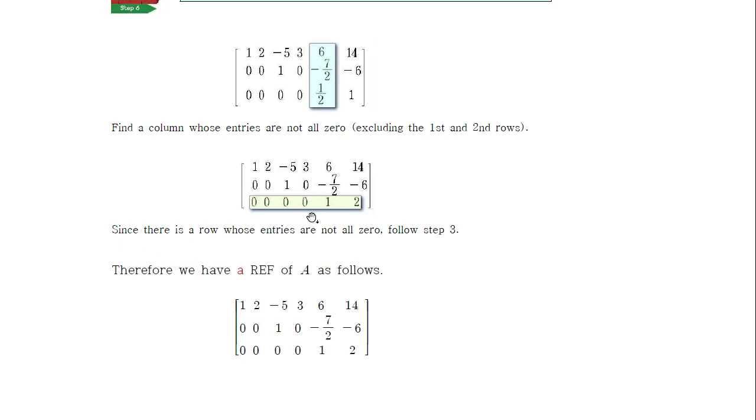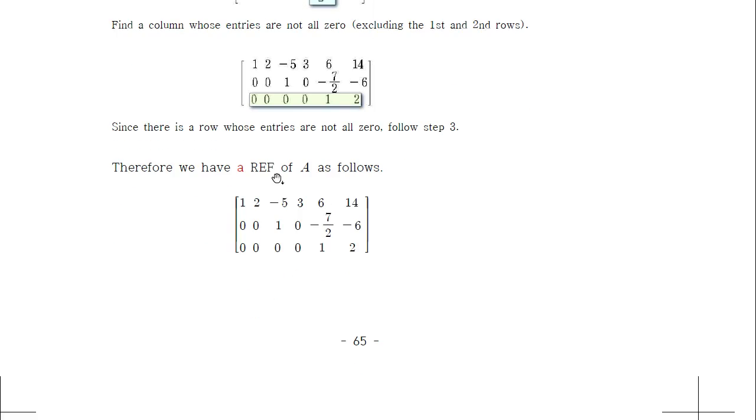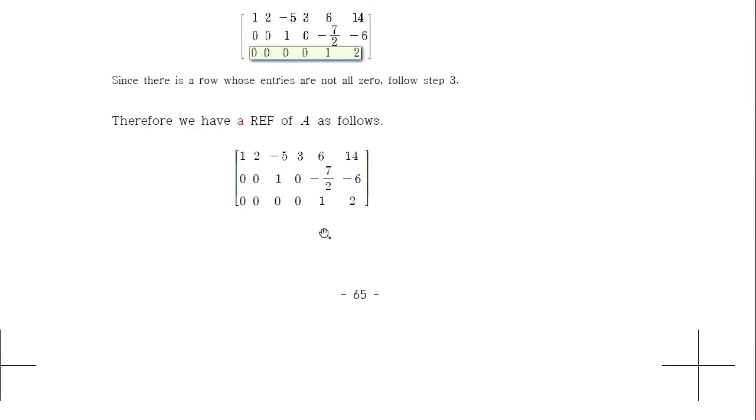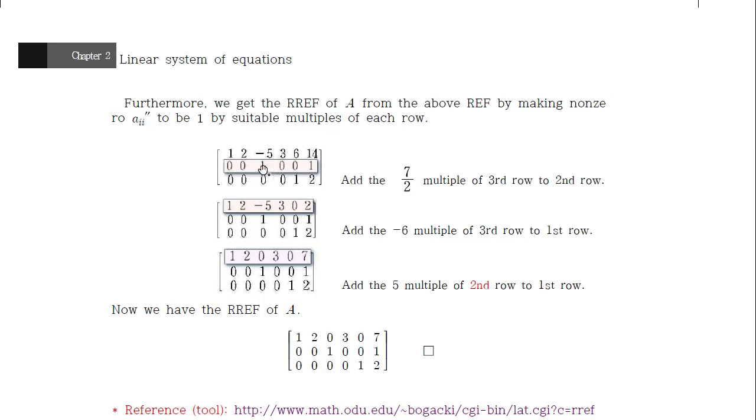Okay? This is the REF form of A. Next, we go further. From here, you multiply 5 on the second row and add it to the first row to make this one 0, the one above the leading one, to go to RREF form.